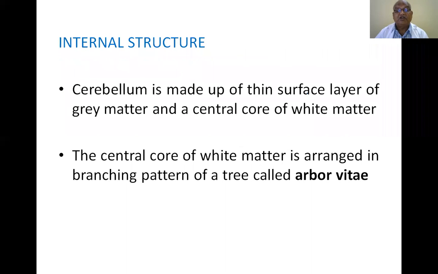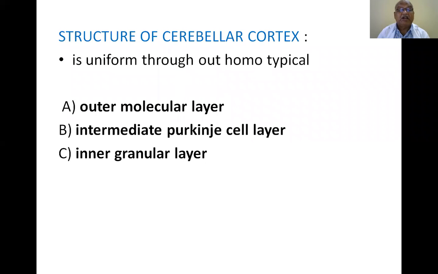Already I discussed the internal structure and the outer structure of the cerebellum. The cerebellum is made up of a thin surface layer of gray matter and a central core of white matter. The central core of white matter is arranged in a branching pattern of a tree called arbor vitae. Now, the structure of the cerebellar cortex. The outer gray matter of the cerebellum is made up of three layers: outer molecular layer, intermediate Purkinje cell layer, and inner granular layer. I will show you these three in the histological section.